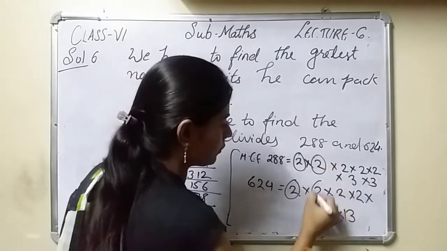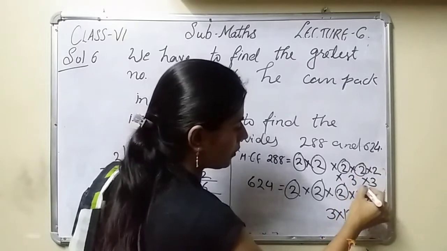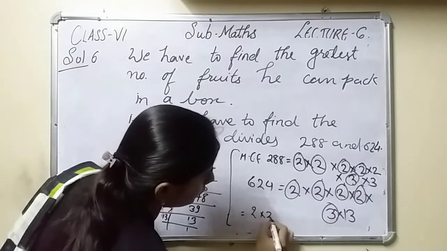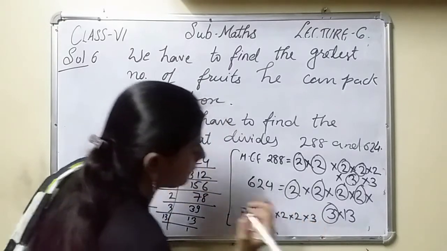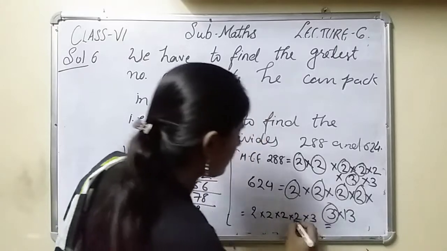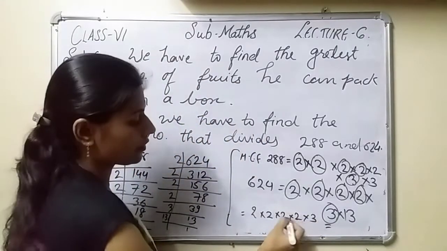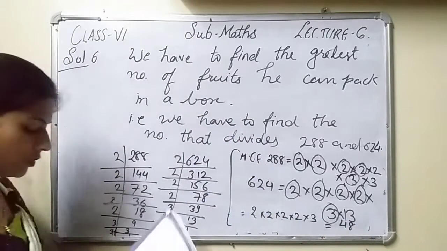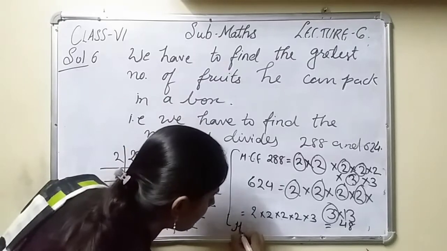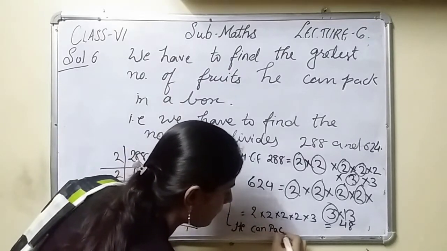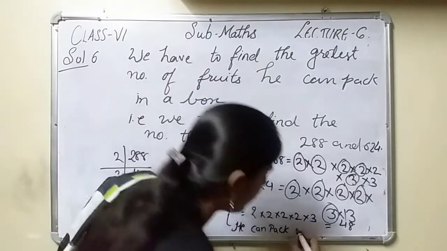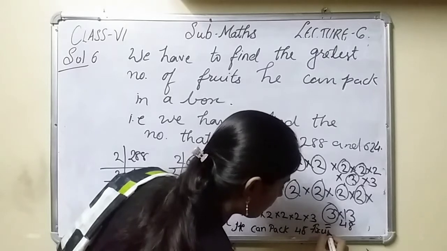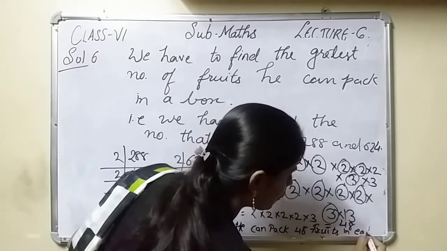2, 2, 2, 2 and 3. So 2 into 2 into 2 into 2 into 3. That is, 3 2s are 6, 6 2s are 12, 12 2s are 24, 24 2s are 48. So he can pack 48 fruits in each packet.